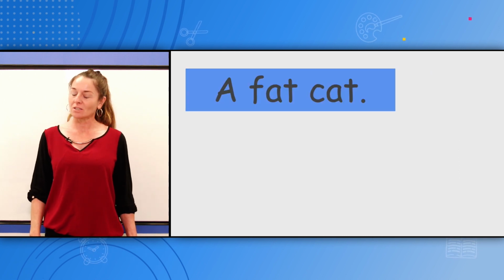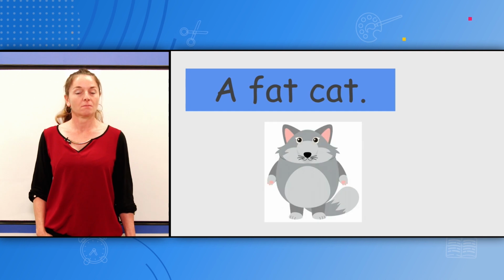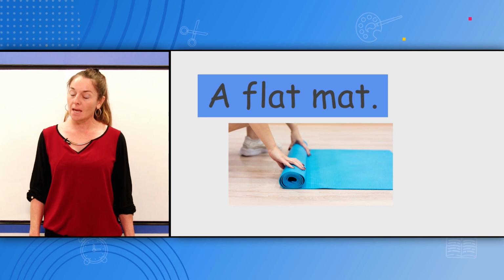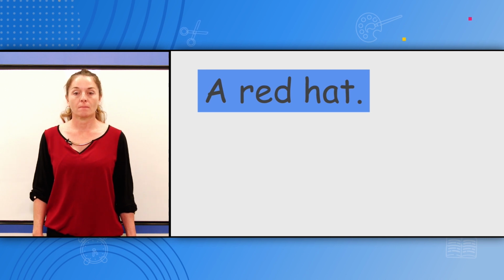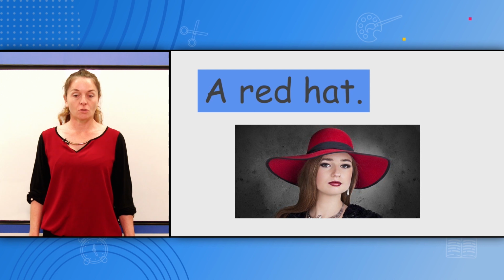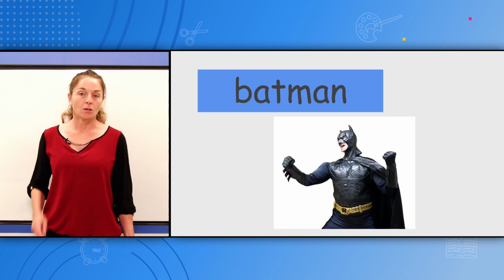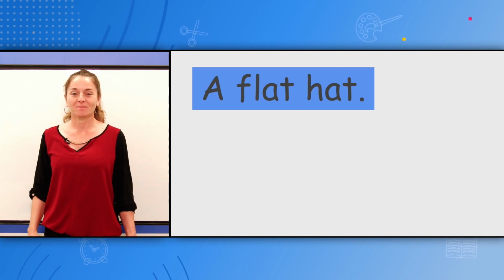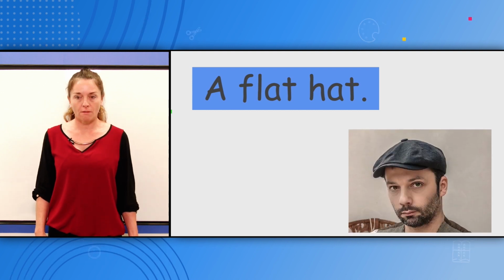Let's try. You can do it. It's okay. A fat cat. And this is easy. You know this already. A flat mat. The mat is flat. A red hat. Good. Oh, this is easy. Batman. Two words. Bat and man. A man that is a bat. A bat that is a man. A flat hat. Very flat hat.